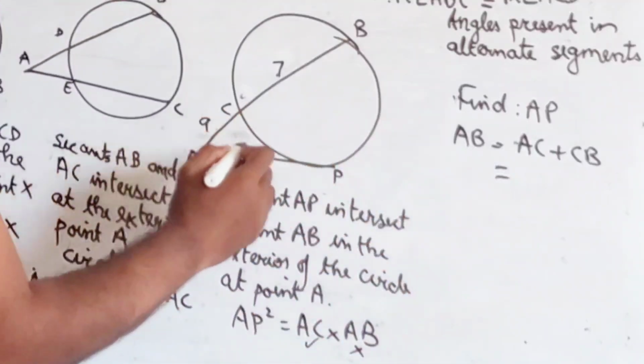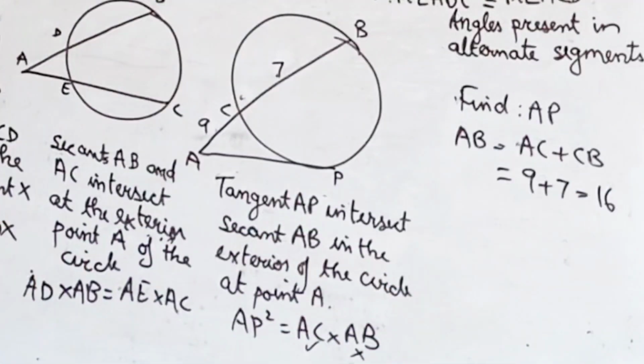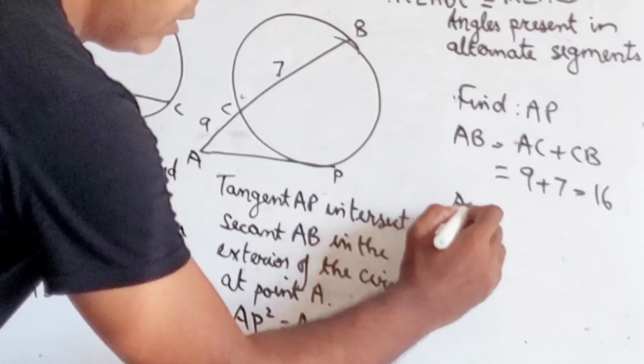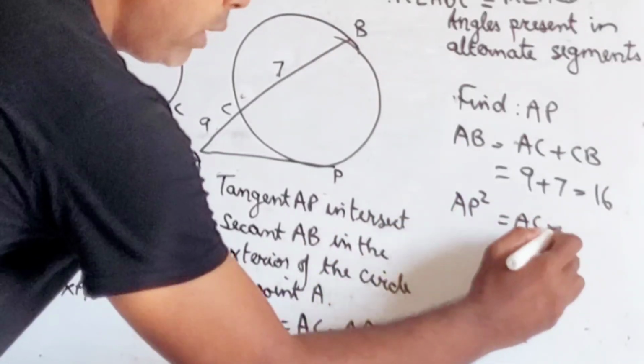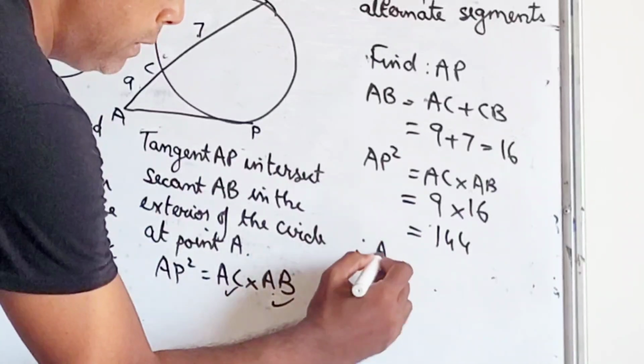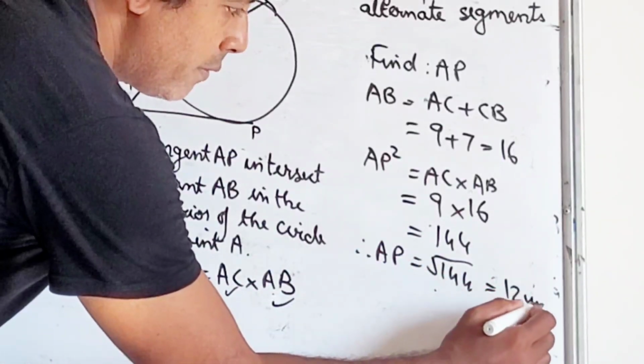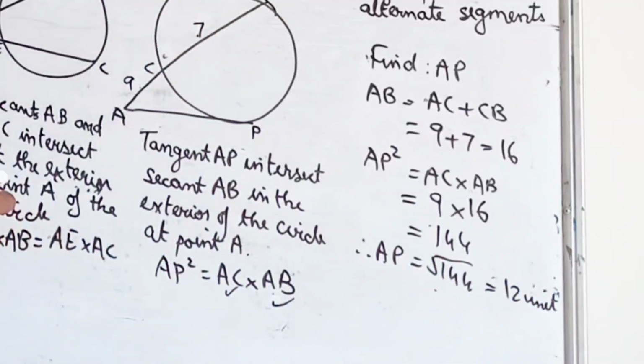Now AC is 9 and CB is 7, so AB is going to be 16. We use the formula AP square is equal to AC into AB, that is 9 into 16, which is 144. Therefore AP would be equal to root of 144, that is 12 units. So this is how you have to solve the sum.